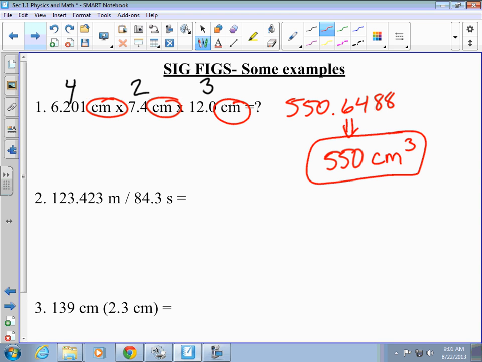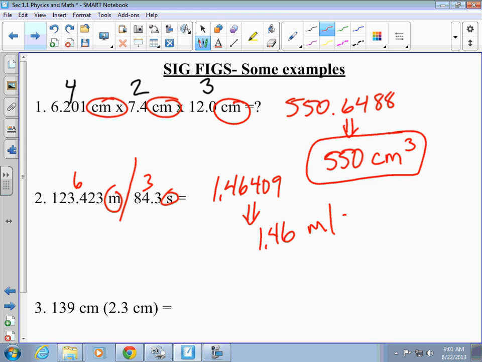Next up, number 2, 123.423. Well, there's no zeros in that, so they all count. That's 6 divided by 84.3. Again, no zeros, so that's 3. So we have 6 and we have 3, so our answer has to be in 3. And you take 123.423 divided by 84.3, and you end up getting 1.46409. You have to take that and make that into 3 sig figs: 1.46. Look at your units. You have meters divided by seconds. So our unit is going to be meters per second.